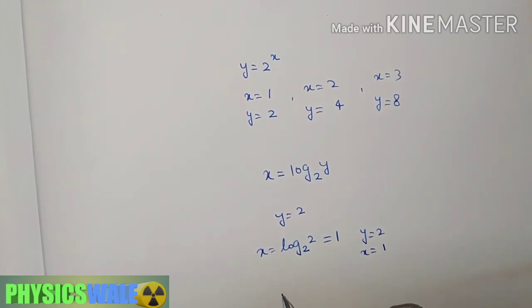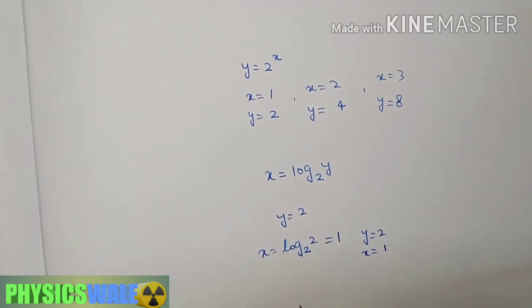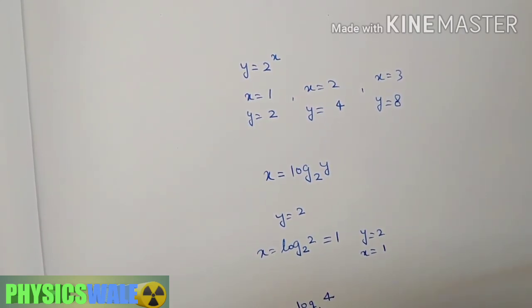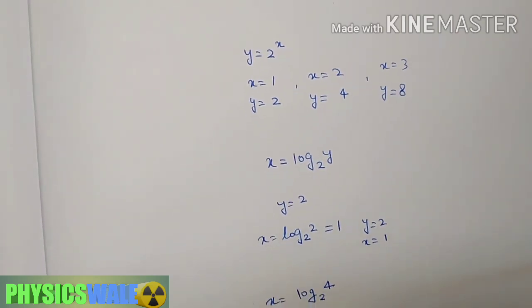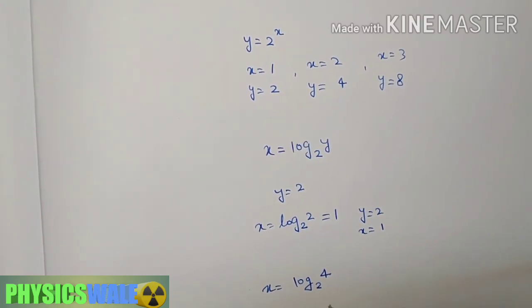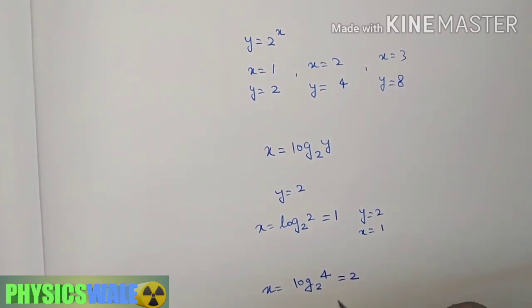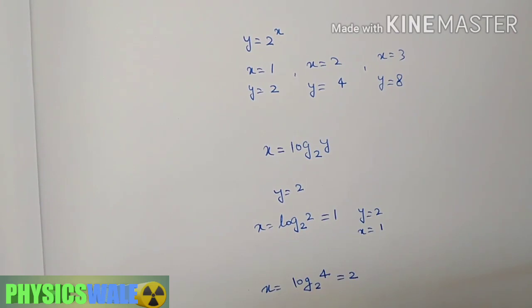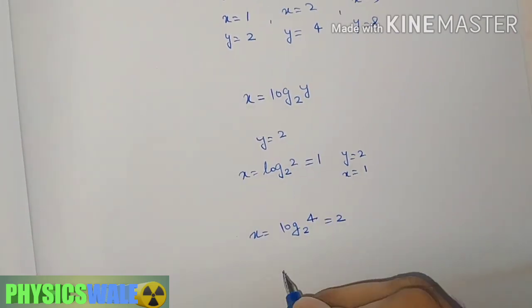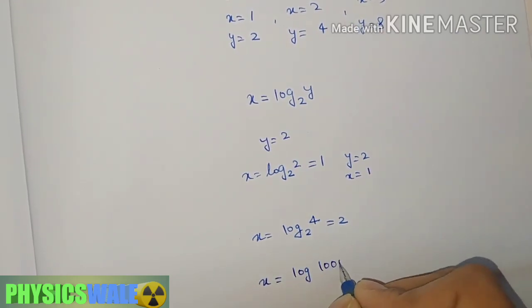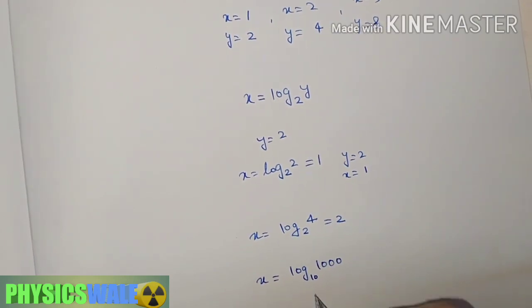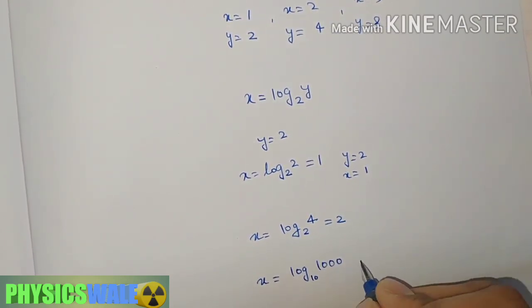Another example. Let's take x is equal to log 4 to the base 2. Now what power of 2 should I raise so that I get 4? Definitely 2 squared is 4. Definitely it will be 2. So log 4 to the base 2 is 2. Let's take another example. x is equal to log of 1000 to the base 10. We know that 10 cubed will be 1000. So this will be equal to 3.